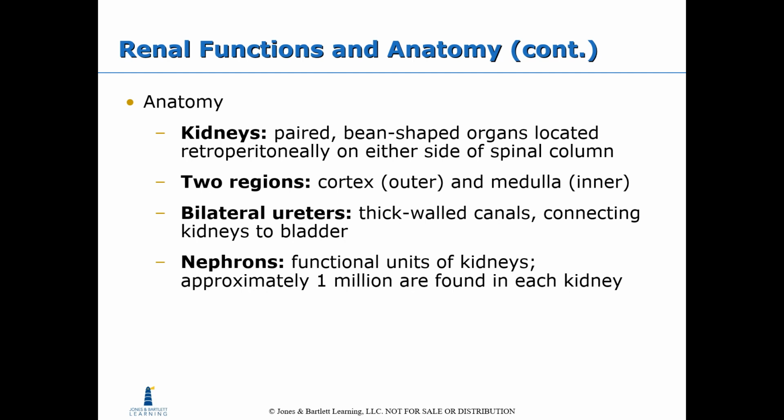There are bilateral ureters, which are thick-walled canals that connect the kidneys to the bladder. And then nephrons. Nephrons are the functional units of the kidneys, and they are responsible for producing urine. Approximately 1 million are found in each kidney.